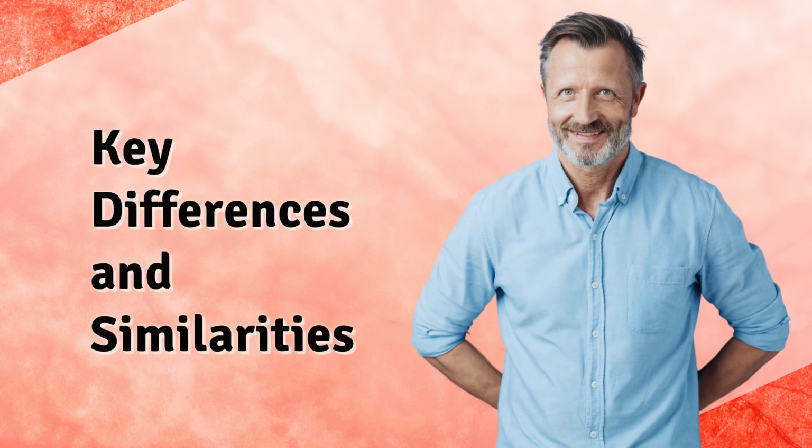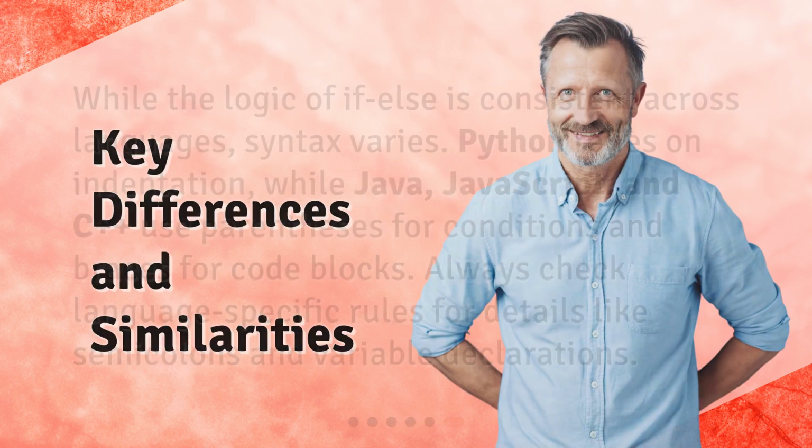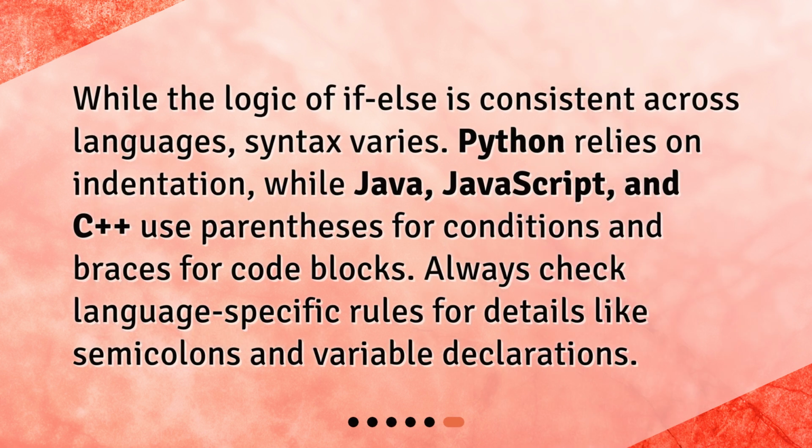Key differences and similarities. While the logic of if-else is consistent across languages, syntax varies. Python relies on indentation, while Java, JavaScript, and C++ use parentheses for conditions and braces for code blocks. Always check language-specific rules for details like semicolons and variable declarations.